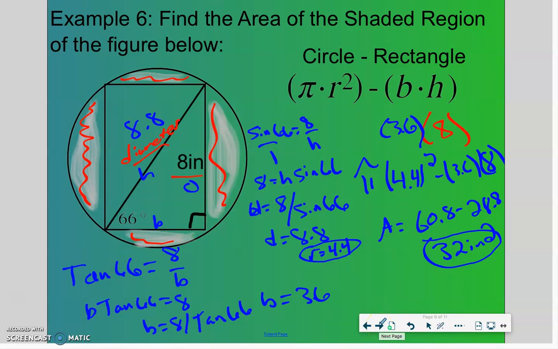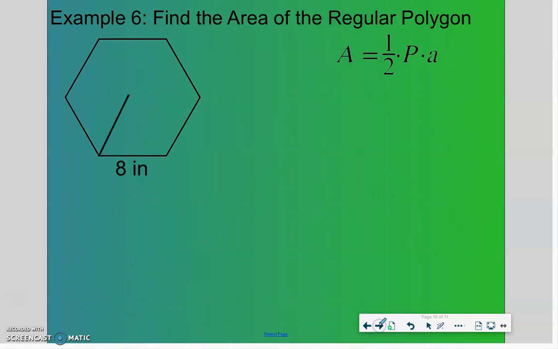So our last example is going to be a little bit on the higher end, due to this remote learning we're doing. We're going to find the area of a regular polygon. This formula here, we can use on any regular polygon, whether it's a hexagon, an octagon, a dodecagon, or a pentagon. As long as it's a regular polygon, area equals 1/2 the perimeter times the apothem.